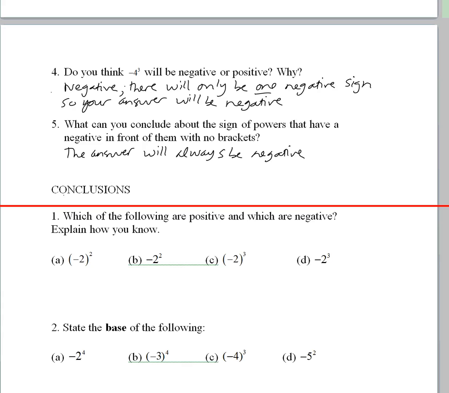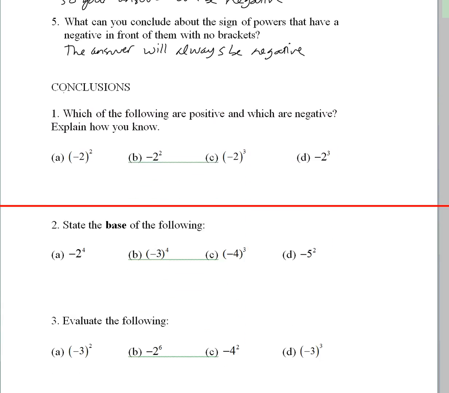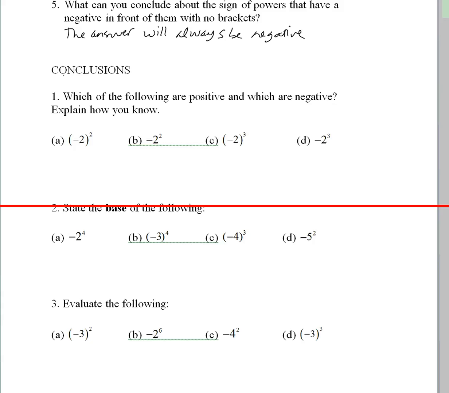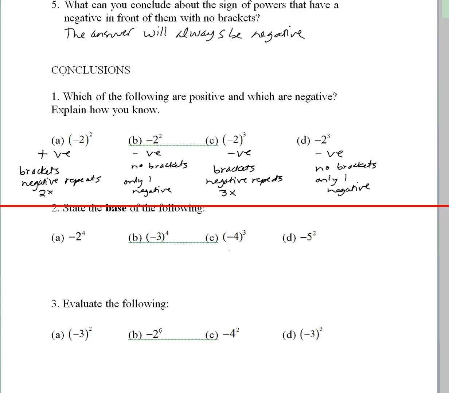So let's look at the conclusion part. So what do you think about these questions? Pause the video for a second, fill in what you think is negative, what do you think is positive, and then restart to see if you're right. So what you're going to notice is the first one will be positive. The reason for that is it has brackets. Because it has brackets, that means the negative repeats, but in this case, the negative repeats 2 times, which will result in a positive answer.